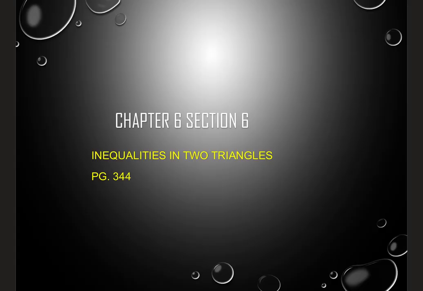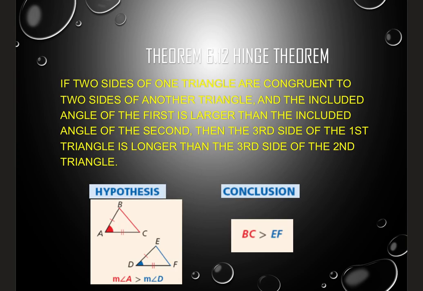All right, last up is section 6, and it's inequalities in 2 triangles. The first theorem is called the Hinge Theorem. If you could picture it to be like a hinge, as you open something up and make it smaller, the opposite side is going to be bigger the further open it is, and smaller the closer those are. That's the idea behind the Hinge Theorem.